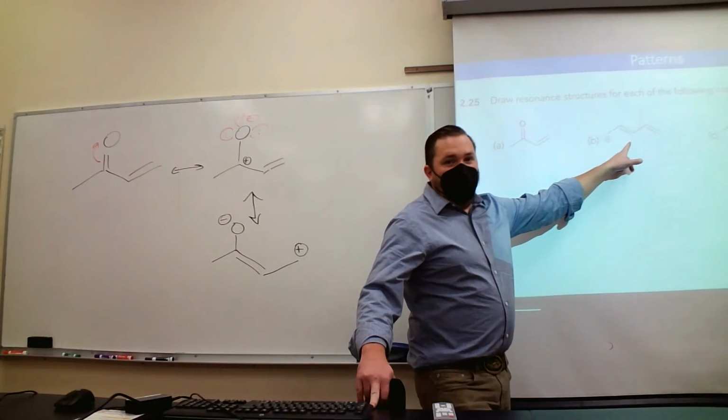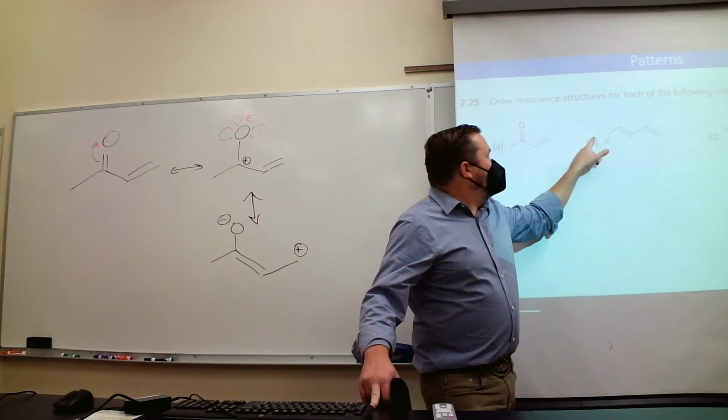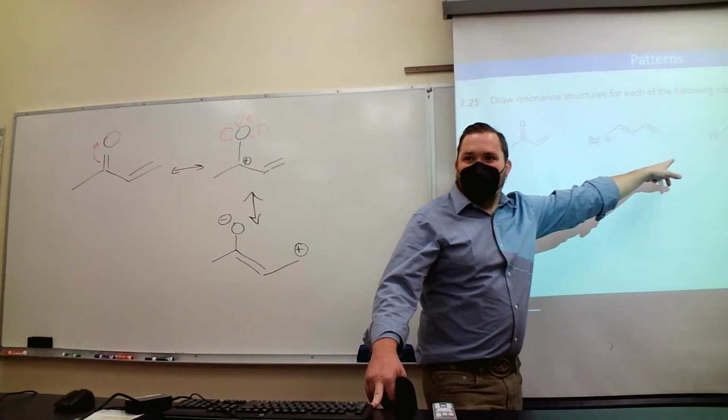There's going to be two possibilities here, right? Move one pi bond over, puts the positive charge in the middle. The second pi bond over puts the positive charge at the other end of the molecule.